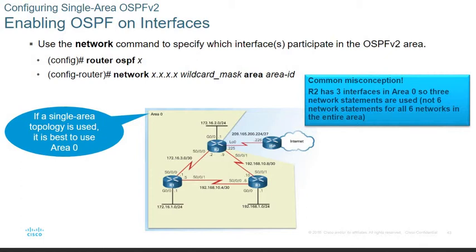Configuring Single Area OSPFv2. Enabling OSPF on interfaces. Use the network command to specify which interfaces participate in the OSPFv2 area. The syntax is: config router ospf, then network followed by the network address, wildcard mask, and area. A common misconception: R2 has 3 interfaces in area 0, so 3 network statements are used, not 6 network statements for all 6 networks in the entire area. If a single area topology is used, it is best to use area 0.